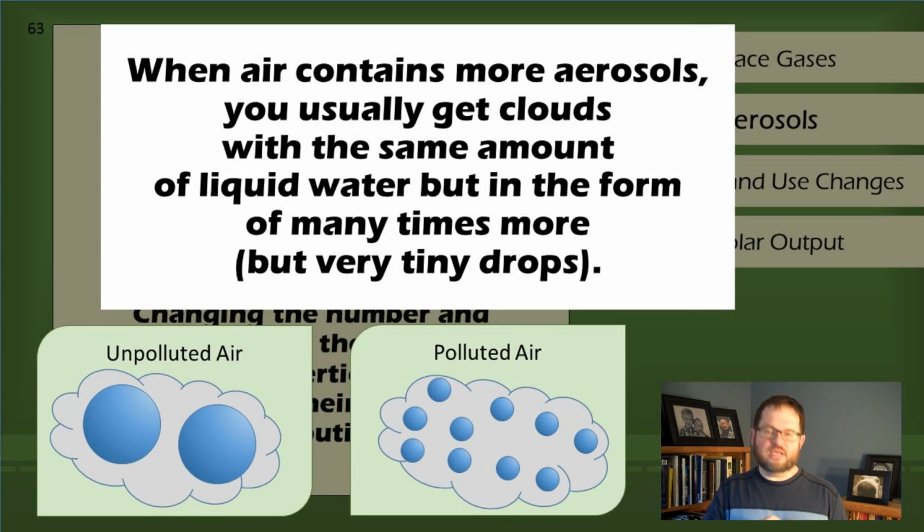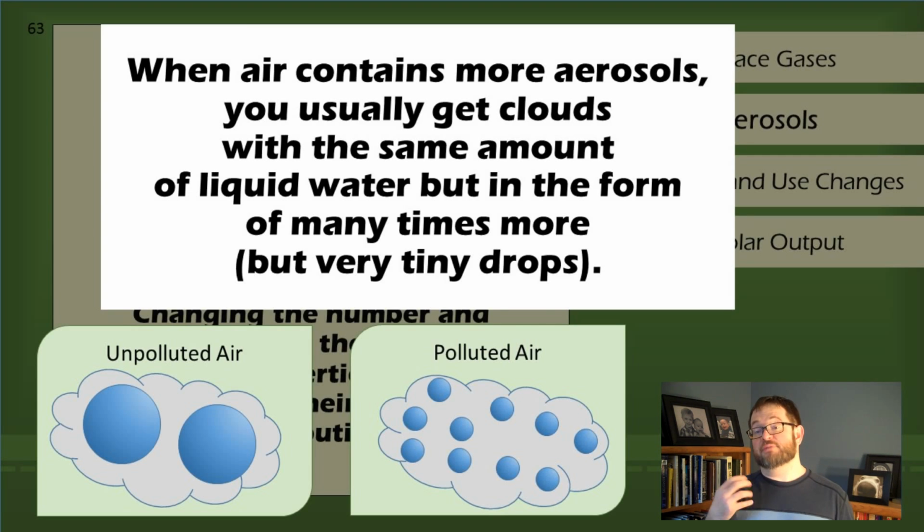If the air is relatively unpolluted, it still has hundreds of aerosols per cubic centimeter. But that's a relatively small number of aerosols, and so you will have the same amount of liquid water condensing onto a smaller number of aerosols. You'll get a smaller number of bigger droplets of liquid water in a cloud. Like that diagram there that's labeled unpolluted air. Okay? Per cubic centimeter of the air, there will be a smaller number of larger liquid water droplets.